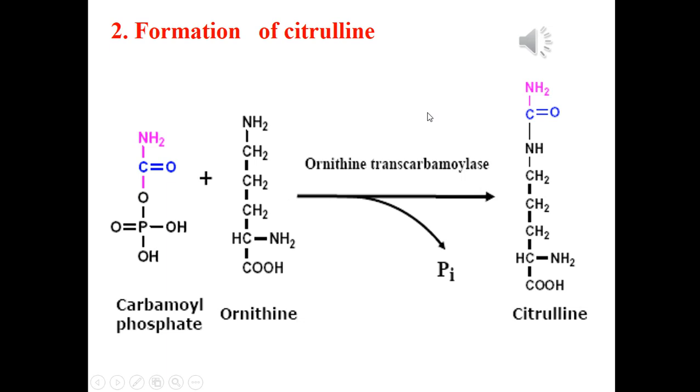The second mitochondrial step of the urea cycle is the formation of citrulline by reaction of carbamyl phosphate with ornithine. This reaction is catalyzed by ornithine transcarbamylase and forms citrulline plus inorganic phosphate. So ornithine and citrulline are both non-standard amino acids. That means they are not present in any type of proteins, only formed by the urea cycle.